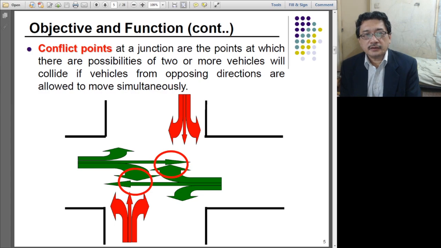On the last point, on reduction of conflict points, what is a conflict point? Conflict points at a junction are the points at which there are possibilities of two or more vehicles colliding if vehicles from opposing directions are allowed to move simultaneously. This is shown in the diagram on the slide.